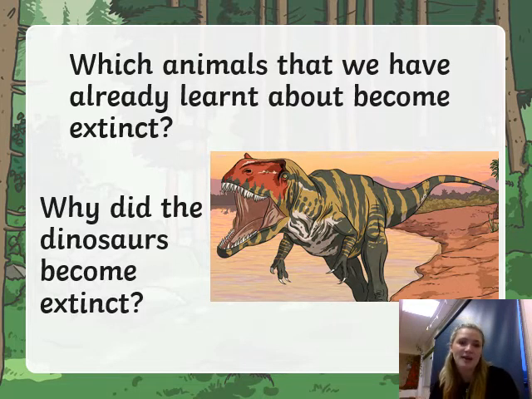Okay, so that's how they became extinct, as over time the habitat changed, and the other animals were hunted as well by, obviously, the carnivores that were eating the herbivores.